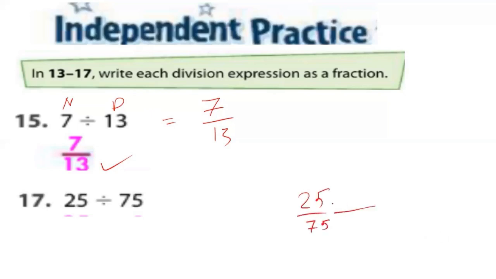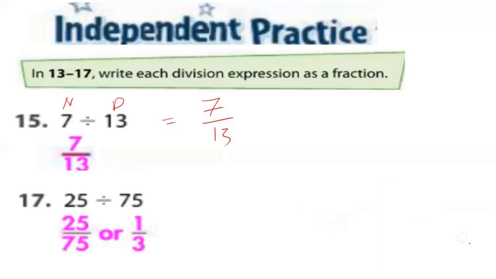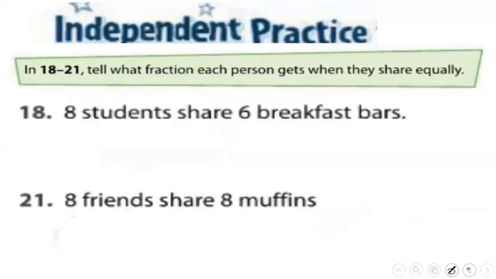And here is a relation between up and down. Both of them are divisible by 25. So 25 divided by 25 equals 1. 75 divided by 25 equals 3. So you can consider it as a fraction, 25 over 75 or 1 over 3. Copy the answer and move to the next slide.